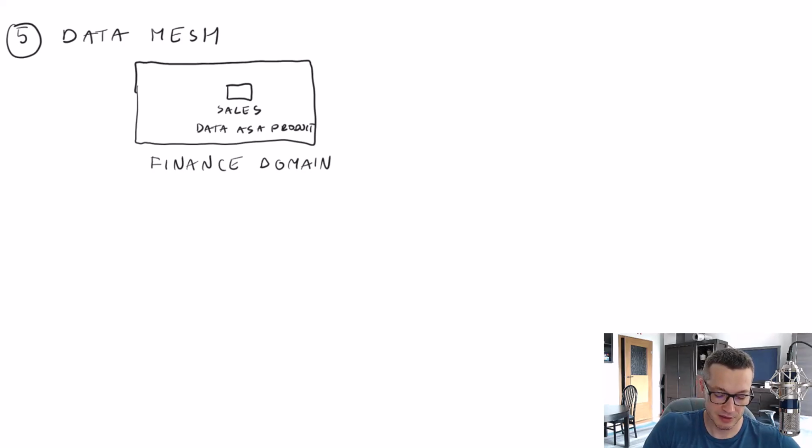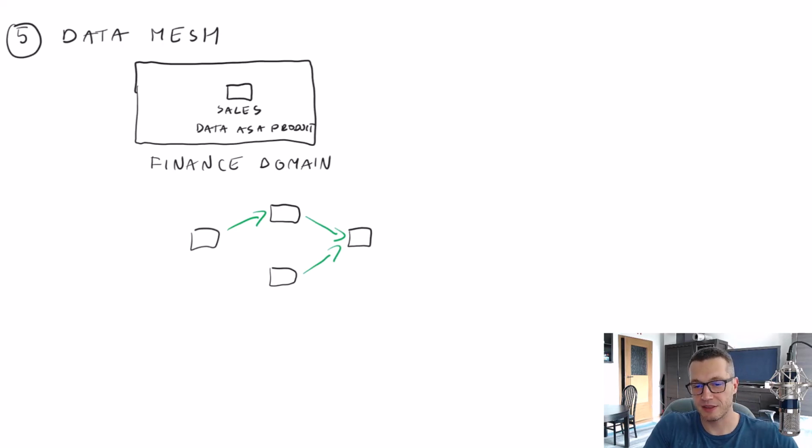And as a result of those 4 rules, we might end up with multiple data products created by various domains, right? So those boxes are just data products. And actually one product can be created from another product, right? Like this, which creates this mesh, these connections between those products, hence the name.